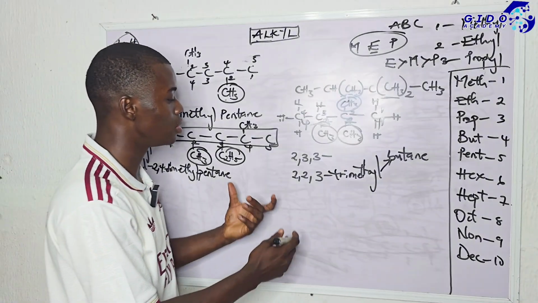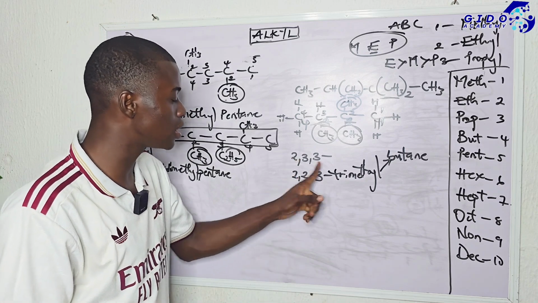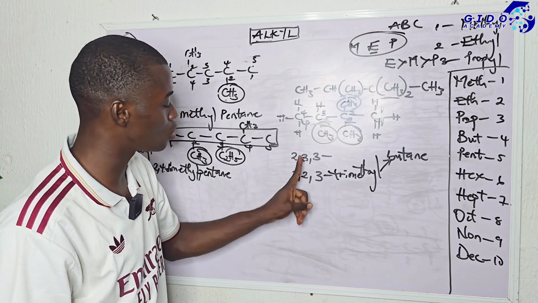That's how you name this structure. So it is wrong for you to say 233. Instead of saying 233, why not write 223?